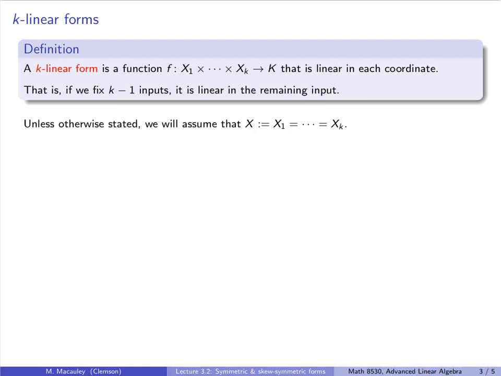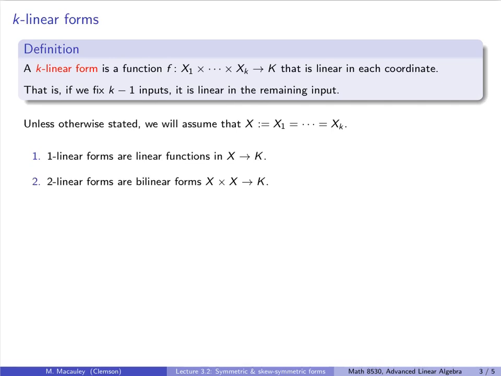Now, unless otherwise stated, we will always assume that all of these factors are the same vector space, and we'll call that X. Now, that's not always the case. We've seen that the scalar product notation of L of X is a bilinear form from U prime cross X to K. Examples of this include one-linear forms, which are just the linear scalar functions in X. Two-linear forms are bilinear forms.